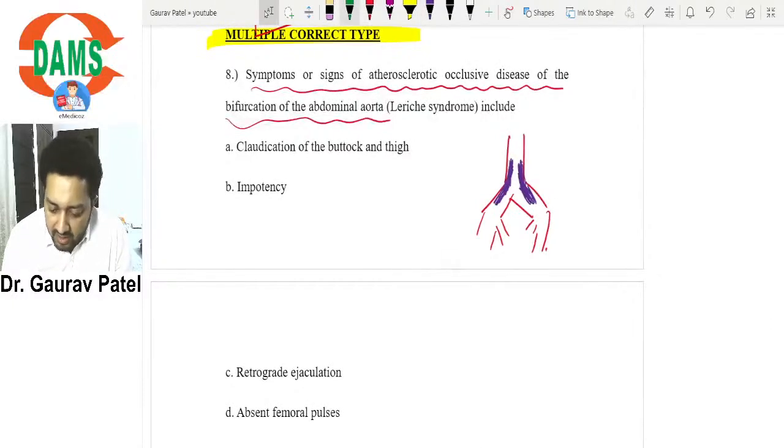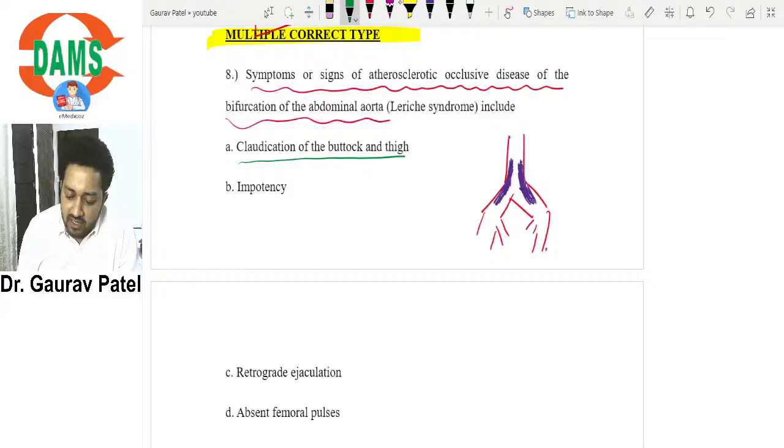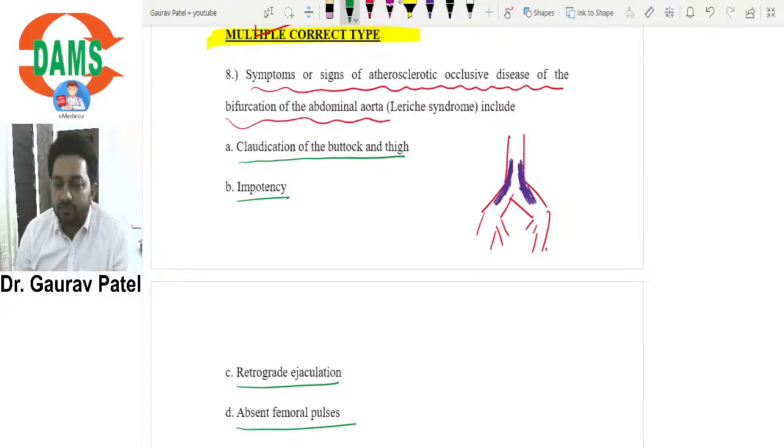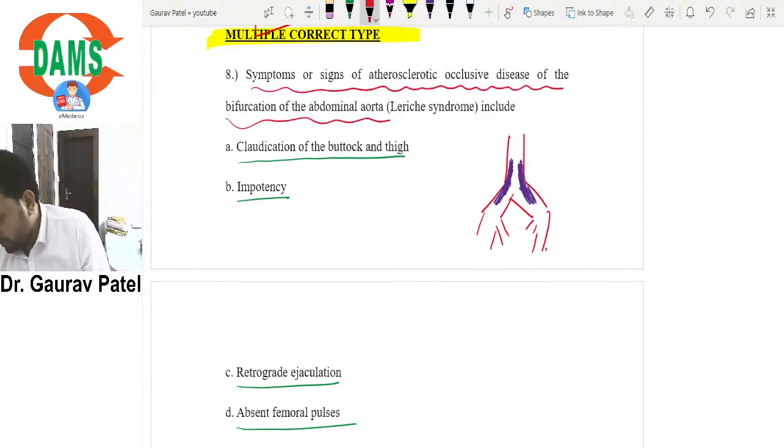Leriche syndrome. Tell me which of A, B, C, D are the correct options. Claudication of the buttocks and thigh, impotency, retrograde ejaculation, absent femoral pulse. What are the correct options out of these 4? Tell me. Anybody?